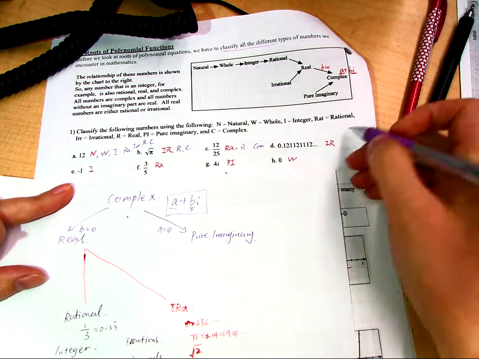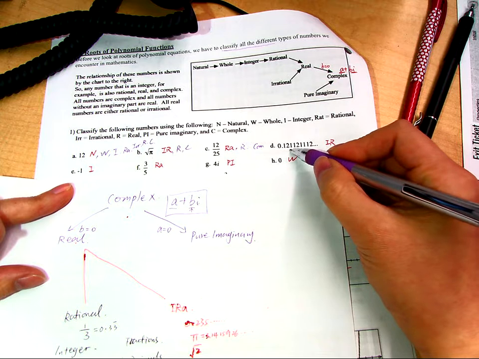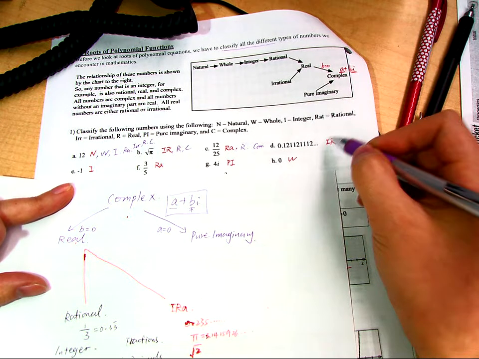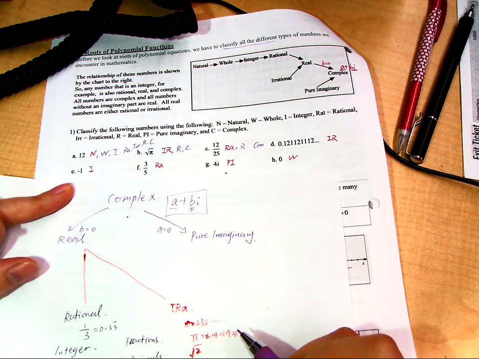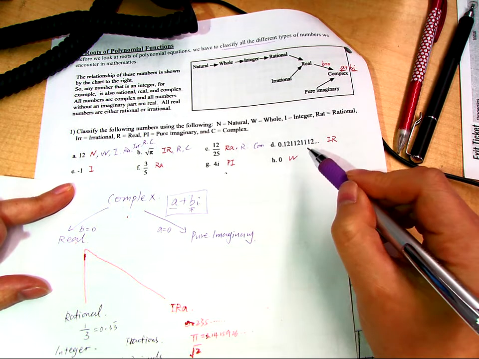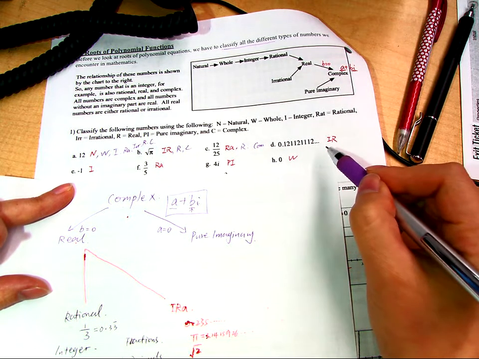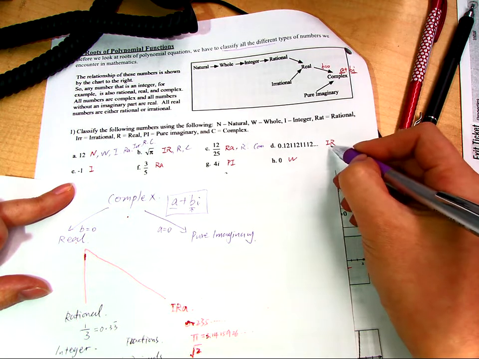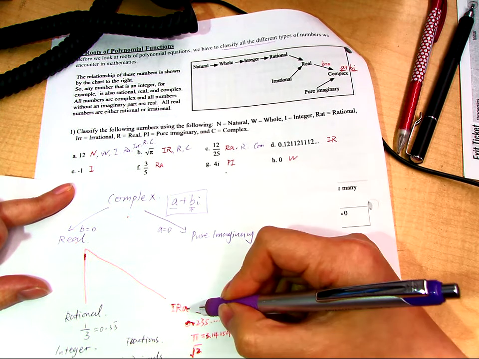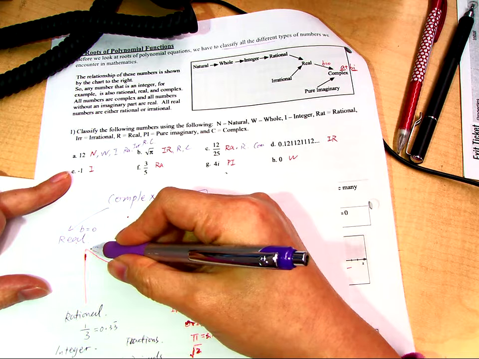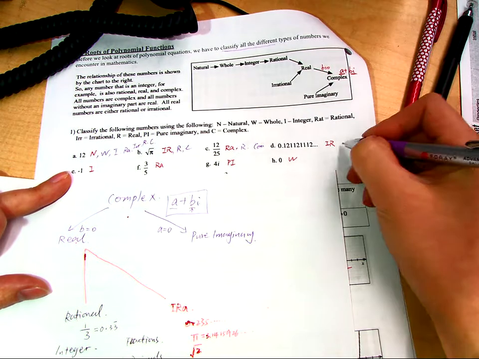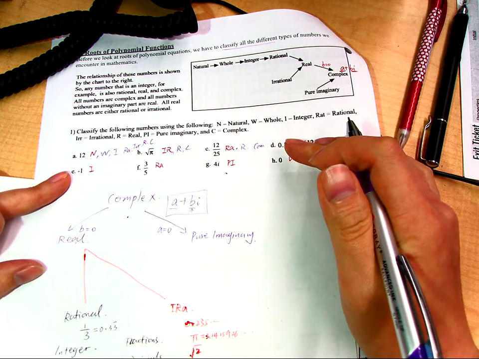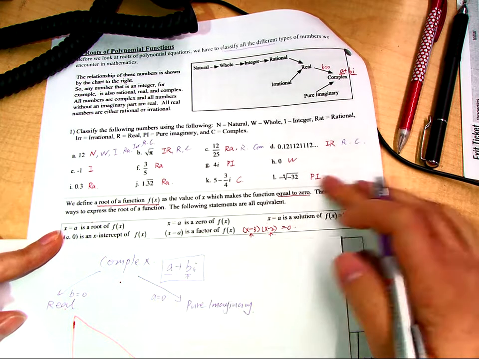Okay, let's do one more. 0.121121112... This decimal is not a repeating decimal. Also, you can never find a terminating digit. That's why we call these numbers irrational. If it's irrational, that also will be real, also will be complex. And that's how you classify all those numbers for the rest of the problems.